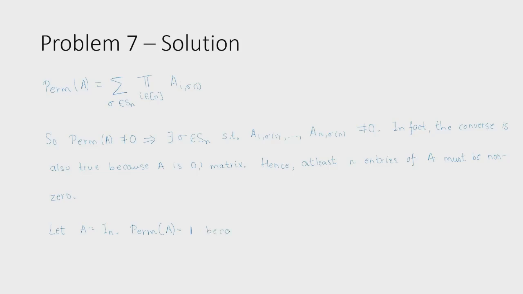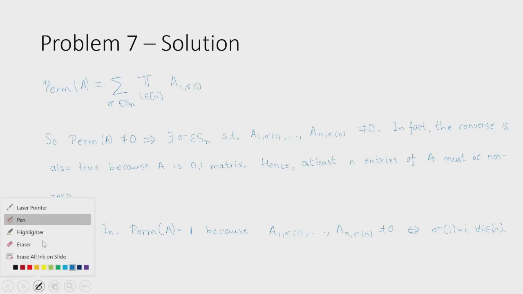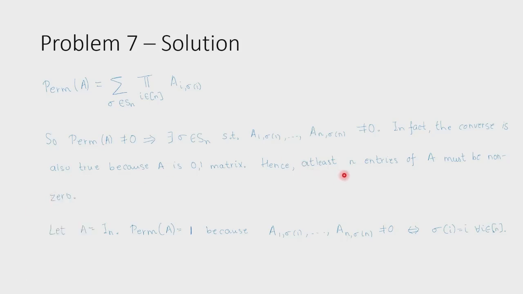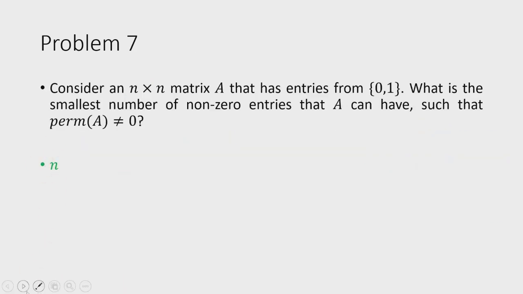Because A1 sigma 1 through An sigma n is not equal to 0 if and only if sigma i is equal to i for all i in [n]. So the permanent of this matrix with just n entries is 1. Not only are n entries required, but n entries are also sufficient for at least one matrix. So the answer is n.